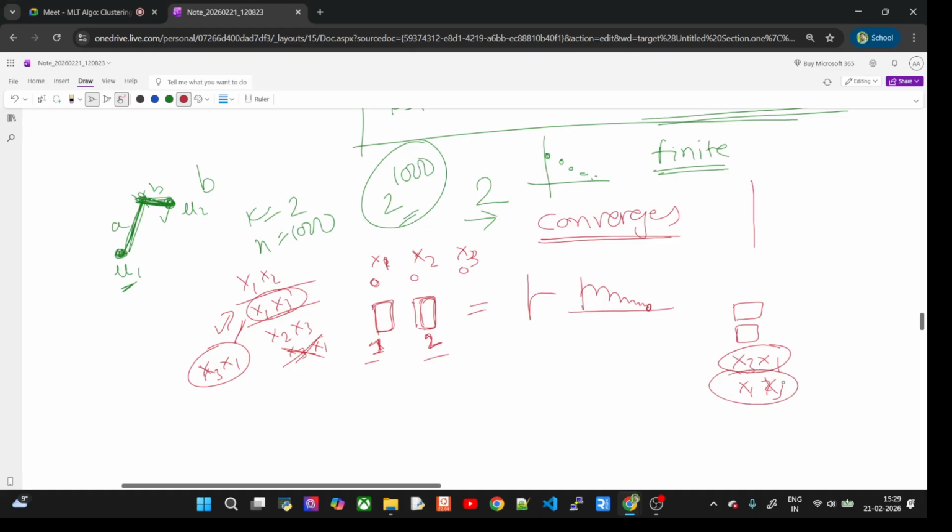If you are not repeating the pair, then it shows that you are monotonically reducing your objective function. What is your objective function? The sum over i from 1 to n of the squared distance xi minus mu zi, and that value should be minimum.